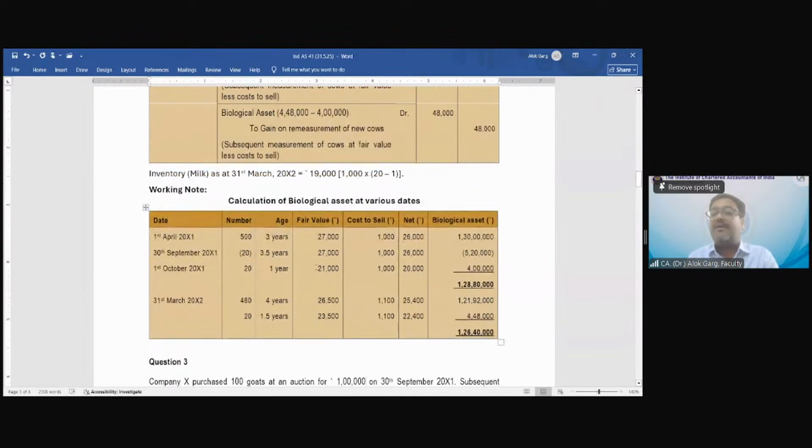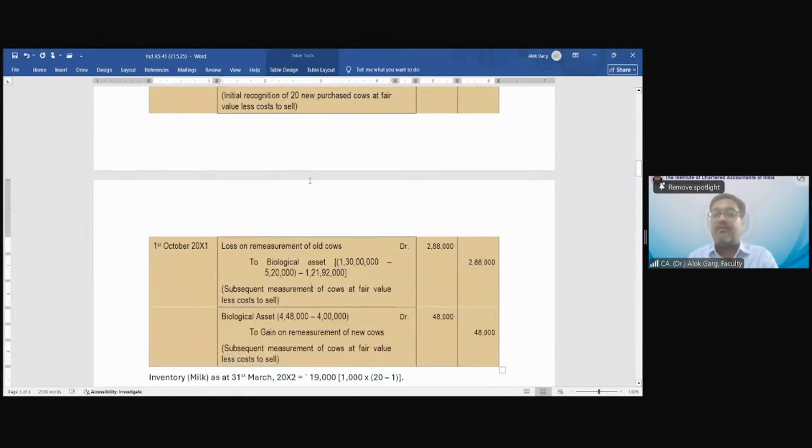How did this 12192 come? ये कहां से आया वैल्यू? 1 अक्टूबर को वैल्यू कैसे निकालेंगे? मेरी 480 काउ की वैल्यू कितनी होगी? सिंपल ये बताओ. What is the value of my 480 cows? 480 multiplied by 26,000? कितना होगा?